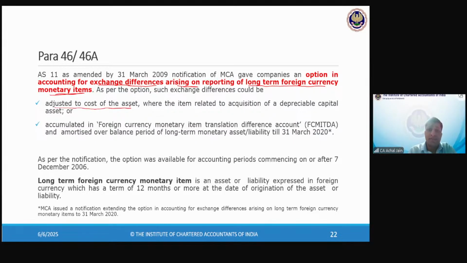or where the item doesn't relate to acquisition of a depreciable capital asset, what do you do? You'll take the exchange difference to another account, or you can say a parking account. That is what you call the foreign currency monetary item translation difference account. And this will be amortized. Now the question arises, what is this long-term foreign currency monetary item? It can be an asset or a liability which is expressed in foreign currency, but it should have a period of 12 months or more at the date of origination of the asset or liability.